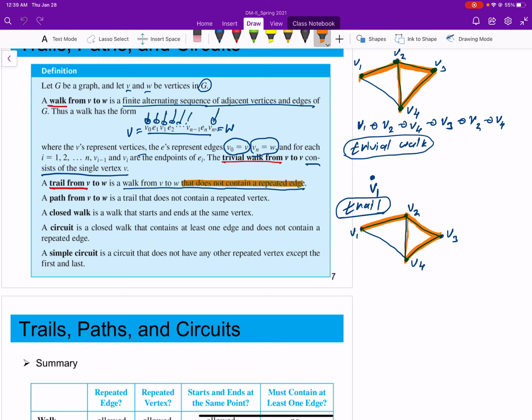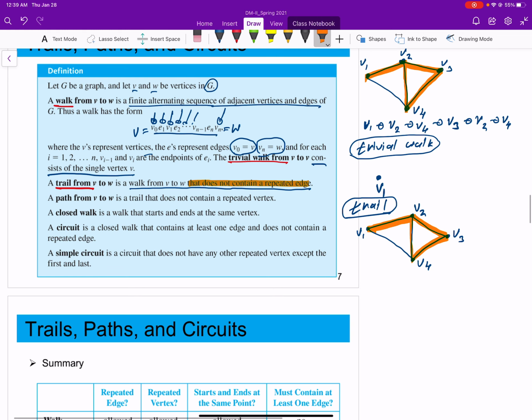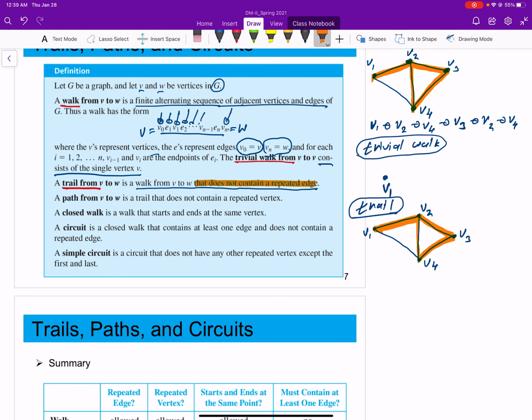All right, let me draw something else. Let's say you are given this, that way, this way, and this way. So is this a trail? No, this is not a trail. Why? Because this edge is repeated twice. That edge is repeated twice. So you are going like that, that, that, that. This is not a trail.